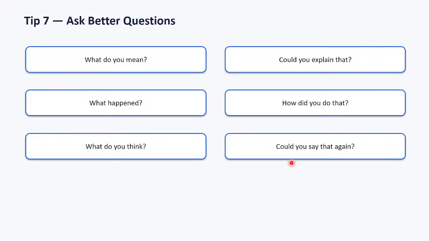Like this. If you are not getting one point whatever I'm teaching you, at that time you can ask me, could you please say that again? What do you mean by that? Could you please explain again? Okay, could you please explain that? How did you do that? This kind of questions you can ask while speaking English.